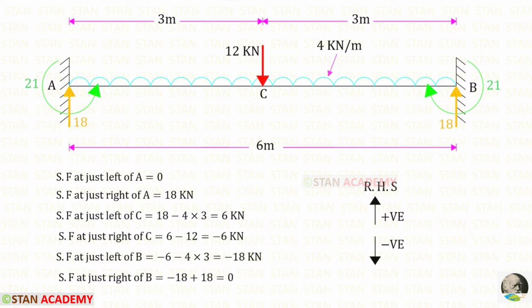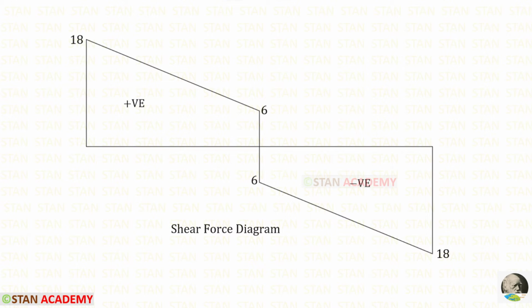Now we are going to draw the shear force diagram. I'm going to find the shear force values from point A towards point B. In this case, I am moving towards the right hand side. Upwards will be positive and downwards will be negative. Here you can see the calculations. Here you can see the shear force diagram.